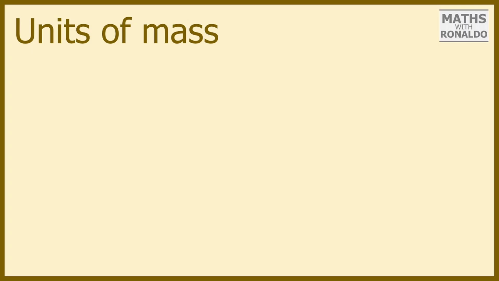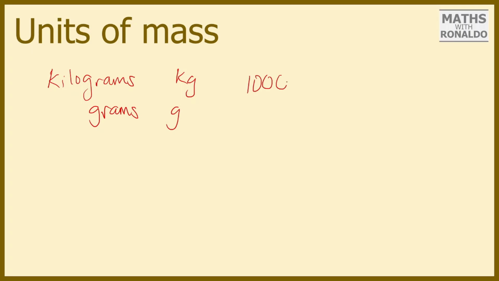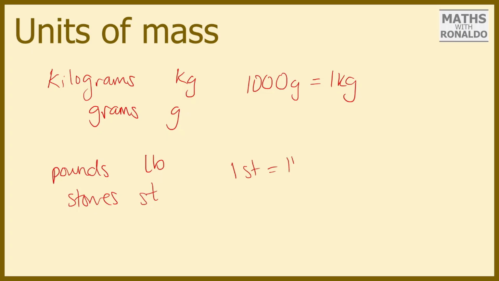First of all, we look at the units of mass. The units of mass are generally kilograms, and the symbol for that is kg, and we also have grams, g. And 1,000 grams make 1 kilogram. The Americans use pounds, the symbol is lb, and they use stones, symbol st, and a stone is equal to 14 pounds.